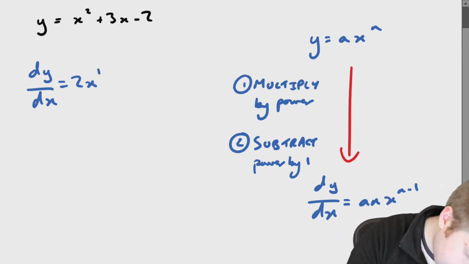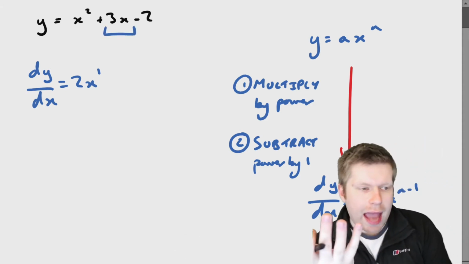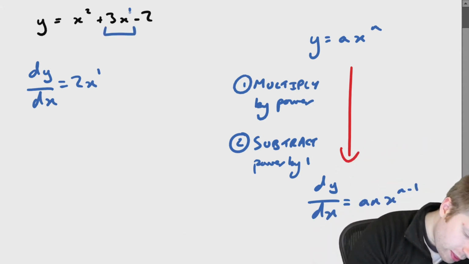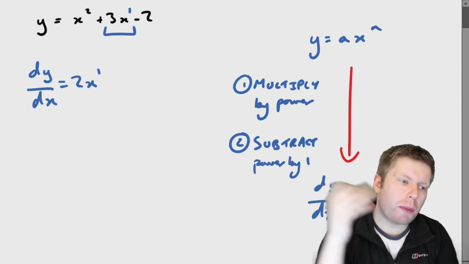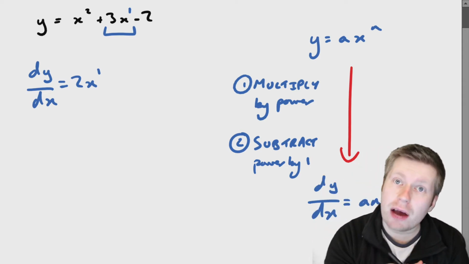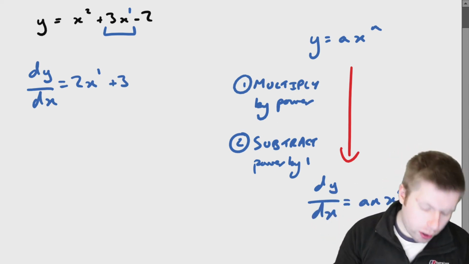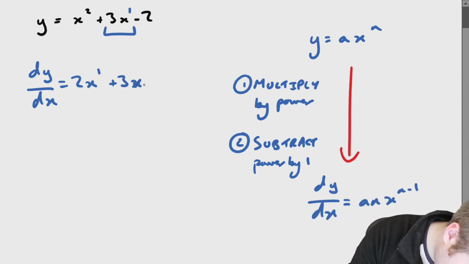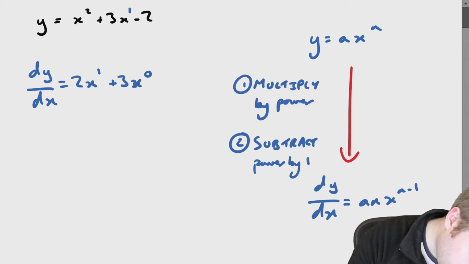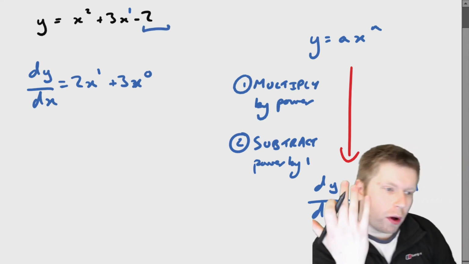Cool. Let's have a look at the next term. Well, this is 3x, so what's the power? The power in this case is just 1, so it's 3x to the power of 1. If I bring the power down, I get 3 times 1, which is 3, and it's positive 3. Then reduce the power by 1, I get x to the power of 0.